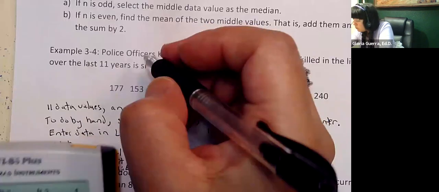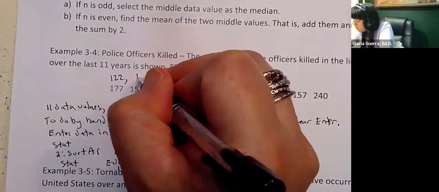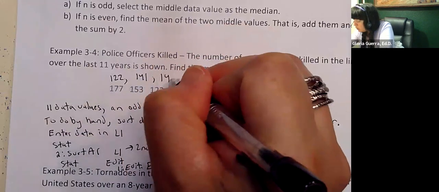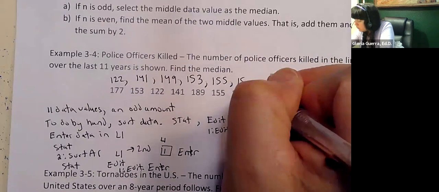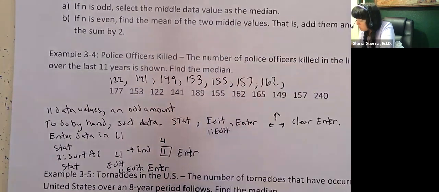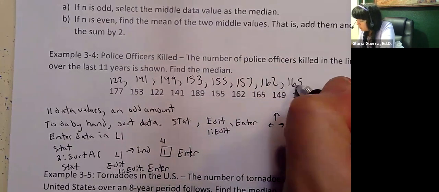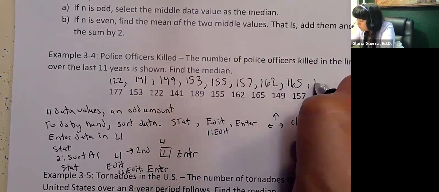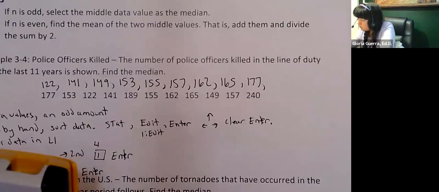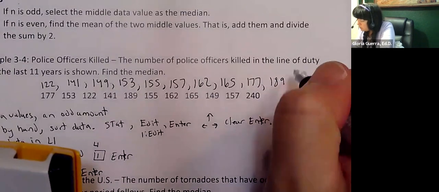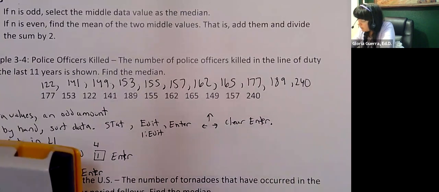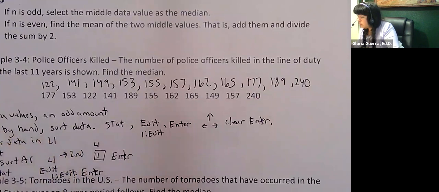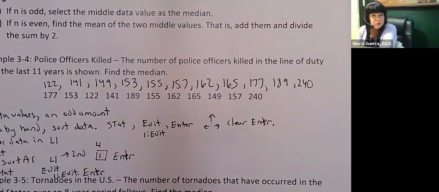So they have 122, 141, 149, 153, 155, 157, 162, 165, 177, 189, 240, and that's it. Okay. So now we got it from smallest to largest.